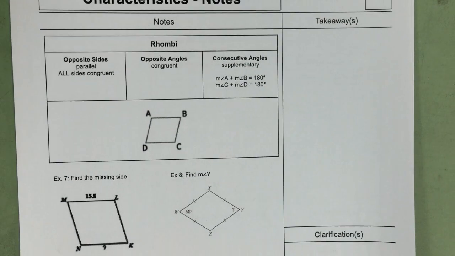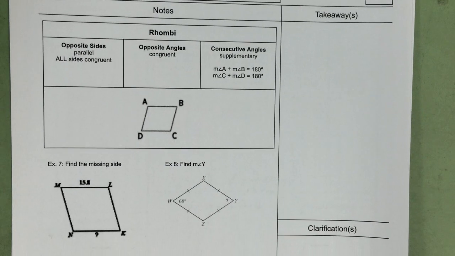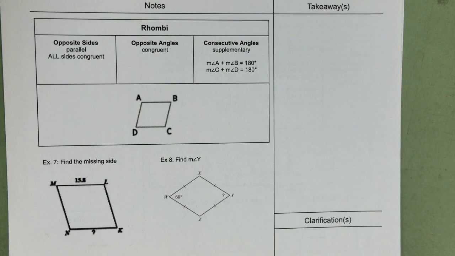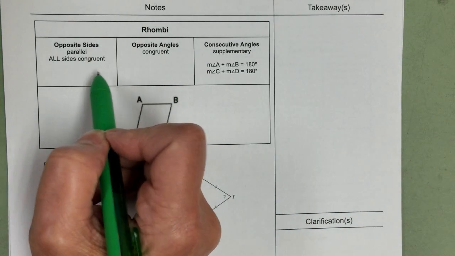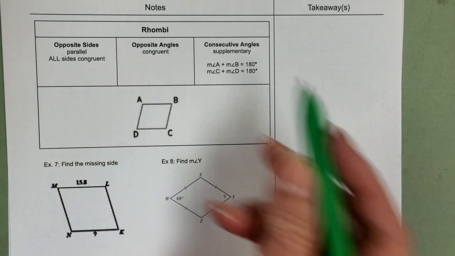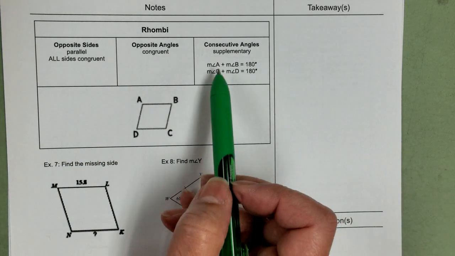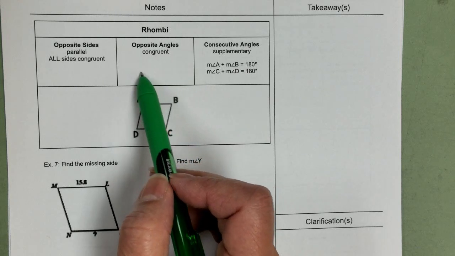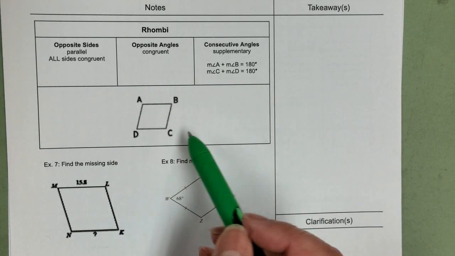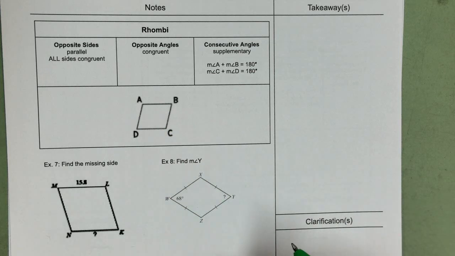The next quadrilateral we're going to look at may be new. It is a rhombus. Opposite sides are parallel, all sides are congruent. So it sounds an awful lot like a square, except notice that in a rhombus, only the opposite angles are congruent. There's no information, they do not have right angles.